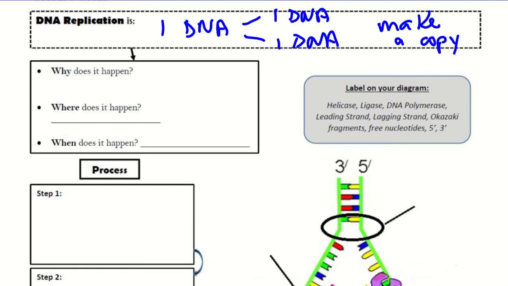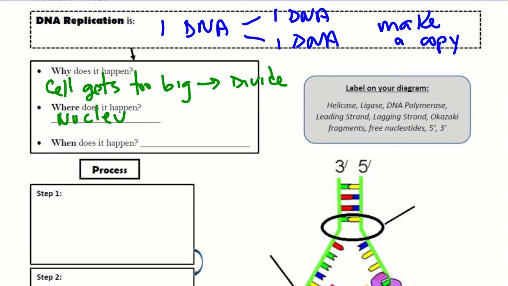So why does it happen? So the big thing here is the cell gets too big, which means it needs to divide. And we need to make sure that both daughter cells have the same amount of DNA. DNA is found in the nucleus. And then when does it happen? This is happening specifically in the S phase of interphase. So kind of that middle phase within interphase.